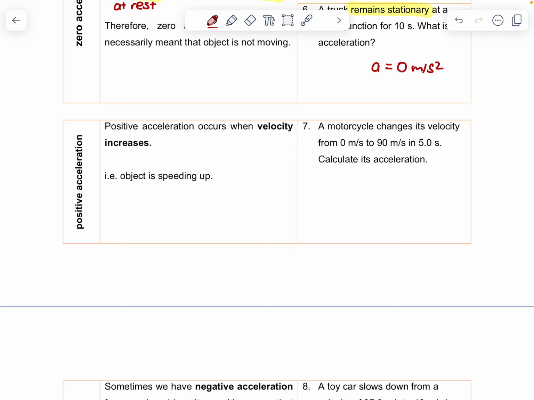There's two types of acceleration. One is positive and one is negative. For positive acceleration, the velocity increases. In other words, the object is speeding up.